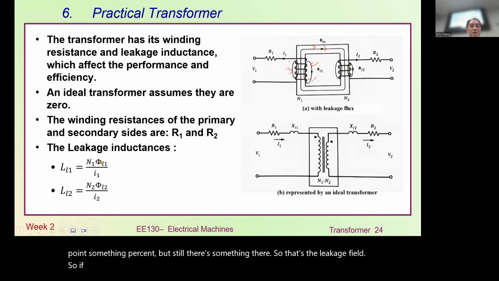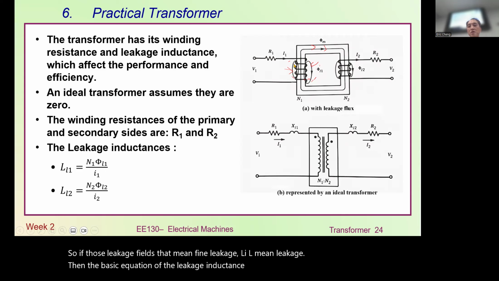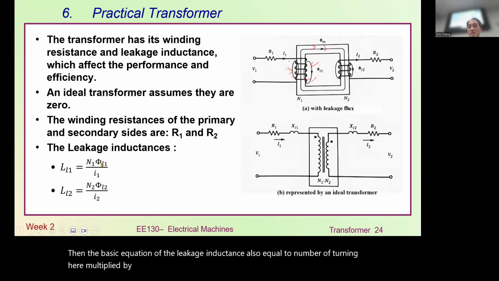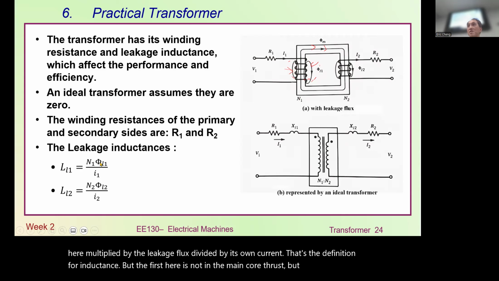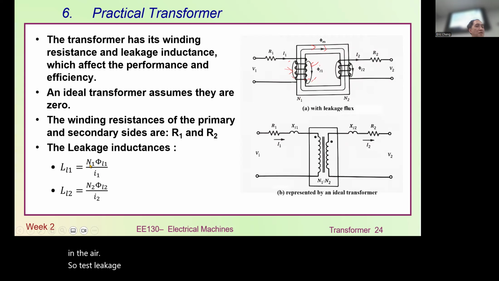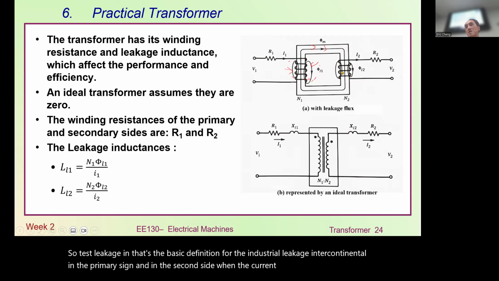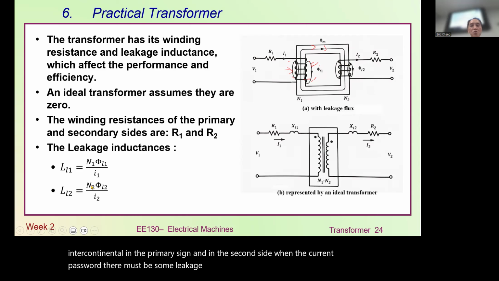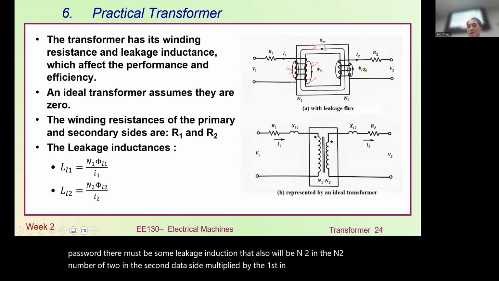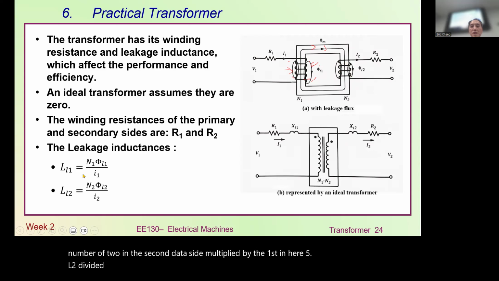So for those leakage fields, we define the leakage inductance Ll, where L means leakage. The basic equation of the leakage inductance is equal to the number of turns here, multiplied by the leakage flux, divided by its own current. That's the definition for inductance, but the flux here is not the main core flux, but the leakage flux in the air. So that's leakage inductance. That's the basic definition for the leakage inductance in the primary side. And in the secondary side, when the current passes through, there must also be some leakage inductance. That will be N2, the number of turns in the secondary side, multiplied by the leakage flux here, find L2, divided by its current. So that's the basic equation.